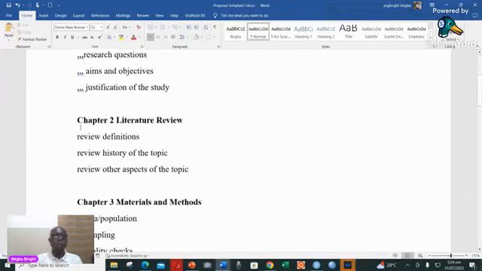Chapter 2, you are just trying to review literature. Literature means you are not the first person who is investigating that particular topic. Other people have said it. Other people have investigated it. People have published papers on it. Now, if we are looking at why Ghanaians don't consume locally produced food or locally produced products in this particular country.